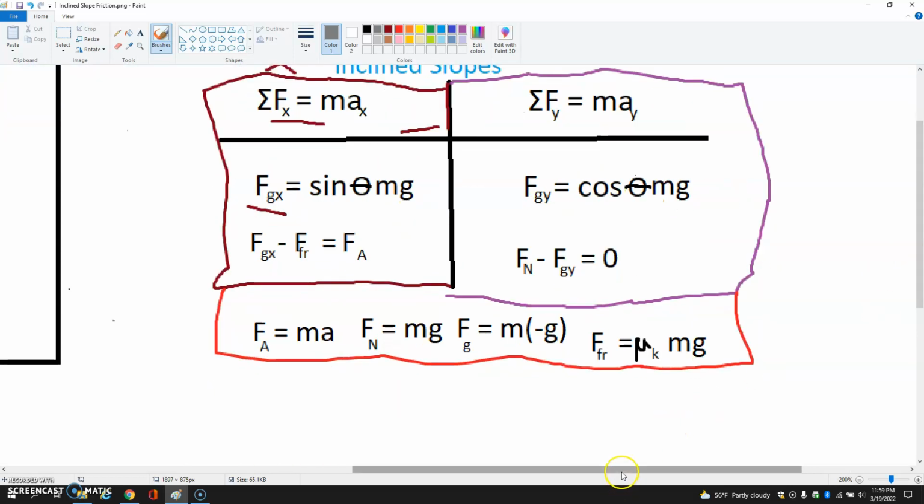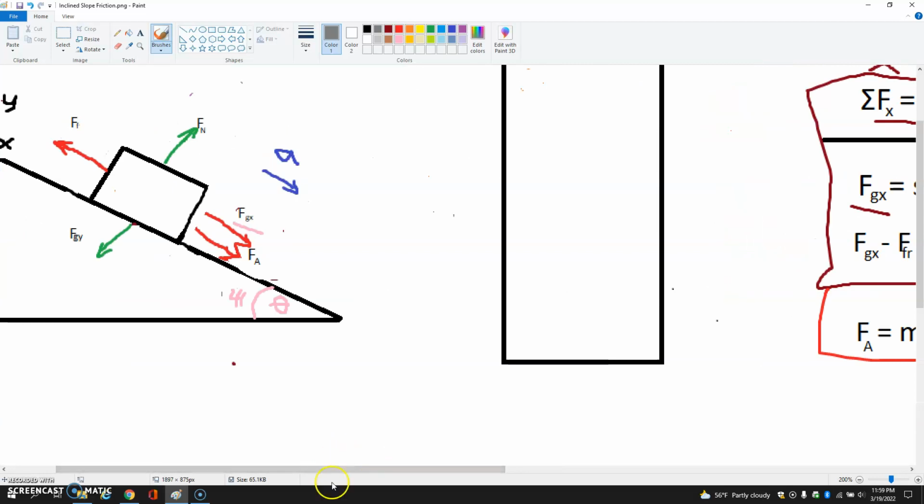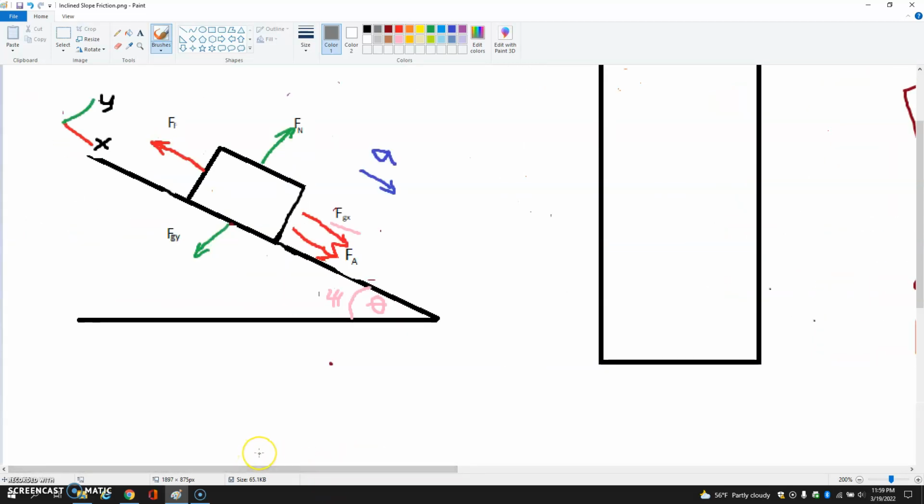So, what I wanted to explain first is free body diagrams. This free body diagram is basically what was in the notes. This is what will get you full credit. This is what a teacher is looking for on the test.